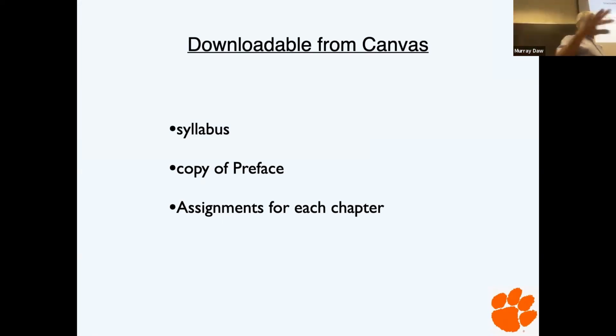There's a copy of the preface. So those of you who haven't gotten your book yet, I have scanned copies of the readings for the first couple of weeks. So it shouldn't be a problem, providing that you've got a copy coming. I don't have any problems with using the scans, right? I think that's fine. There are going to be assignments for each chapter in Canvas under the chapters.